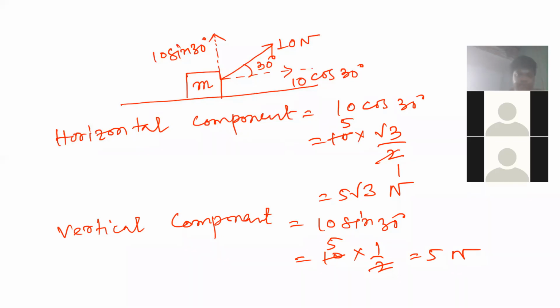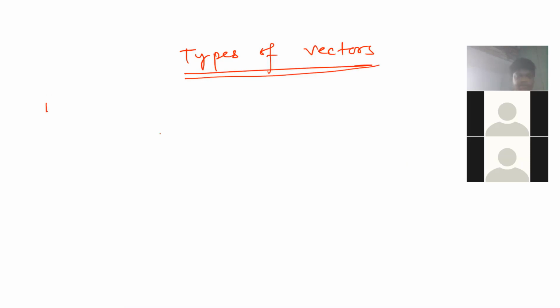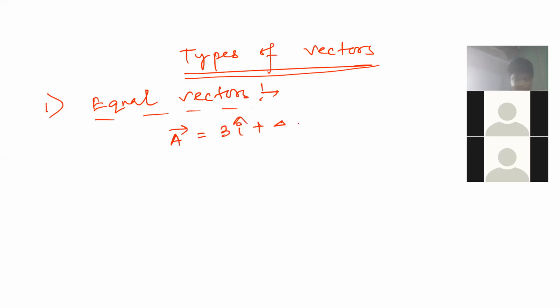Now, on the next page, we are going to understand what the types of vectors are. Types of vectors. At first we will understand what is meant by equal vectors. Equal vectors. Equal vectors means what? Suppose you are given two vectors, a vector equals 3 i cap plus 4 j cap.